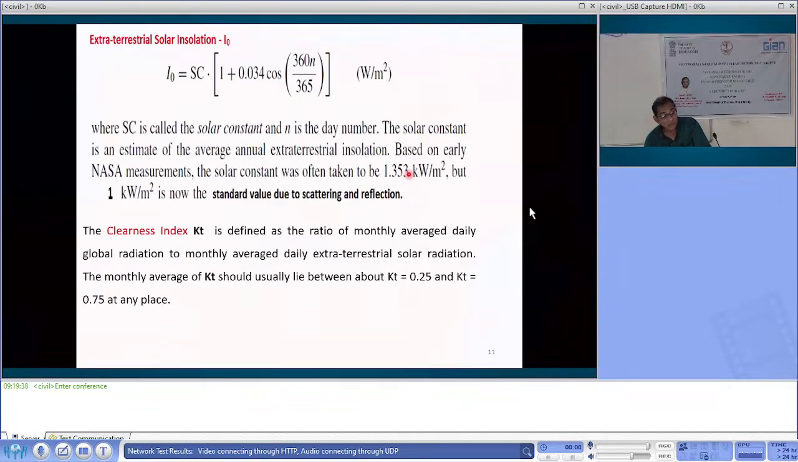Then you have to calculate the extraterrestrial solar insolation; use this equation, develop a MATLAB code for it, and you will get the graph for this. The value is 1.353 kilowatt per meter square as per NASA, but considering scattering and reflection, the standard value is 1 kilowatt per meter square. That is required when you consider standard test conditions under which the module is manufactured.